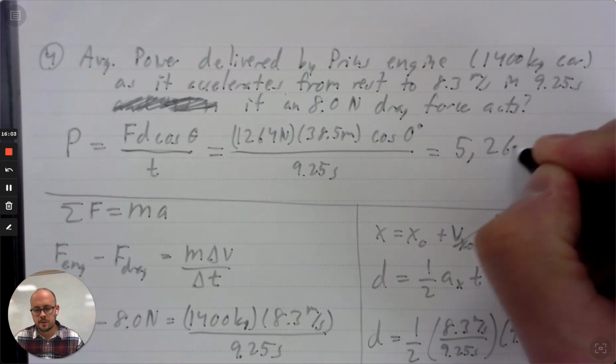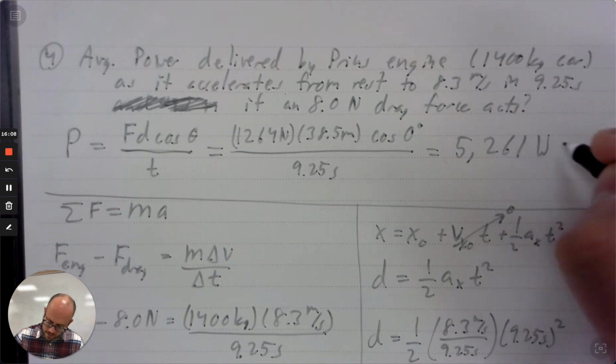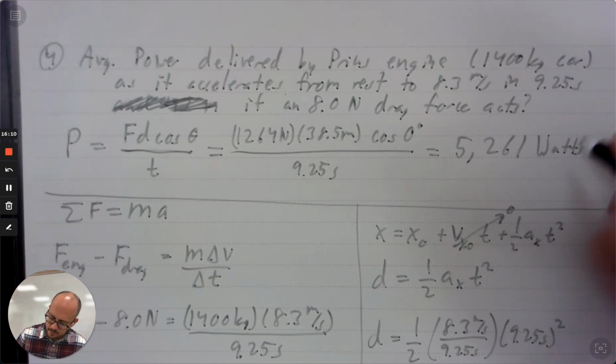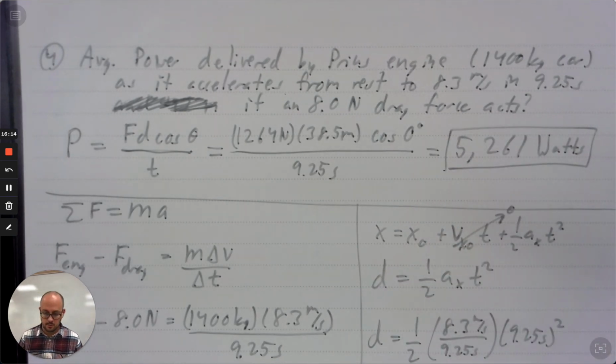5,261. I forgot to do this in the video for power: the unit for power is the watt, which is a capital W. So 5,261 watts is the power. I hope you got some useful tidbits out of this video, and we'll go over more in class.